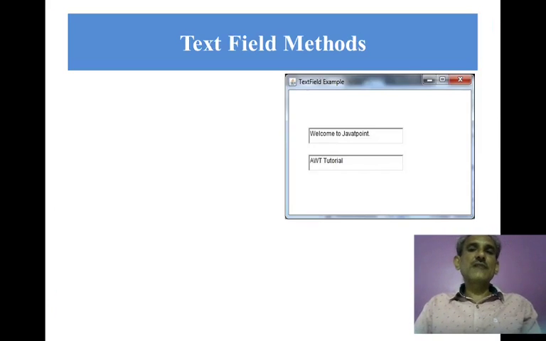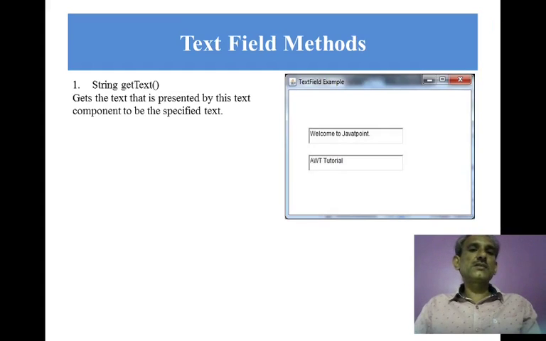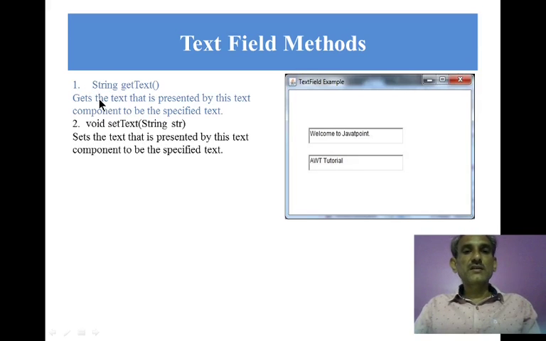So by using these four constructors, we can create a text field in Java. TextField has some methods for extracting the data or for setting the data. Look at this. The first one is the String getText() method. Suppose you want to read data which is entered by the user in a text field, then we have to use this method getText, which returns the string entered by the user. The second method is the setText method. If you want to set some text to the text field, then we can use this method setText(String str).